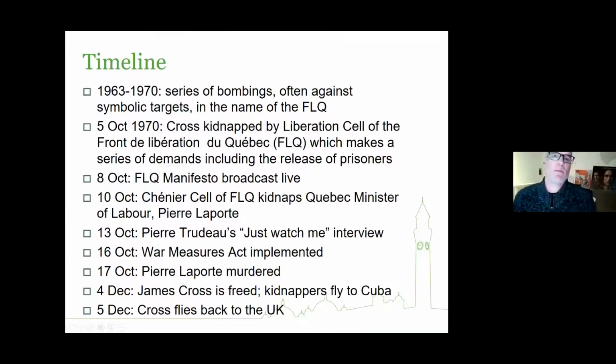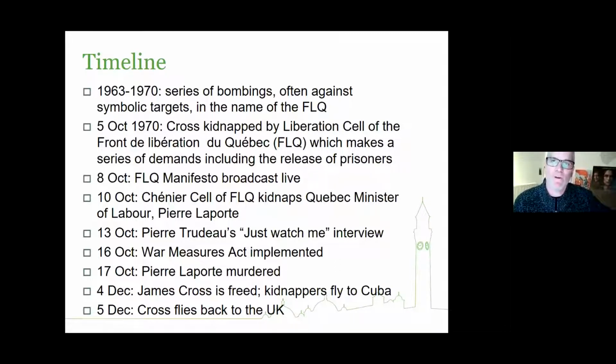So here's the timeline. Obviously the timeline goes back to 1759, if we want to go back there, or even earlier. But the immediate timeline begins in 1963 to 1970, with the appearance of the FLQ and a series of bombings, often against symbolic targets such as statues.